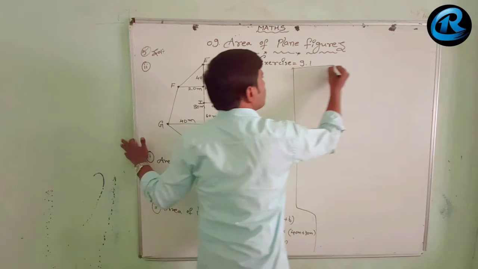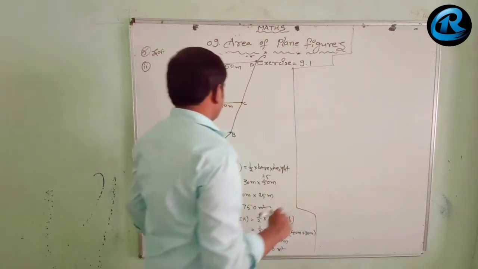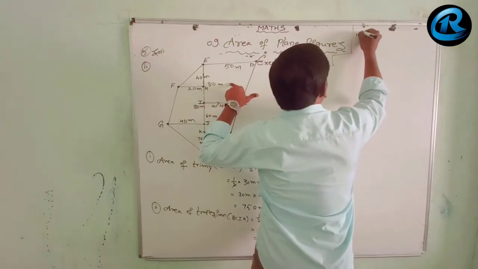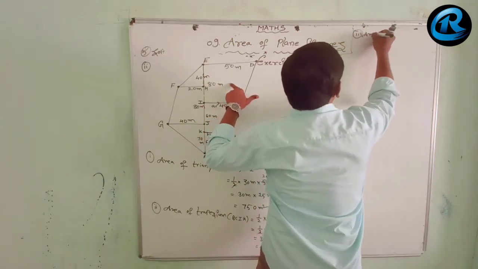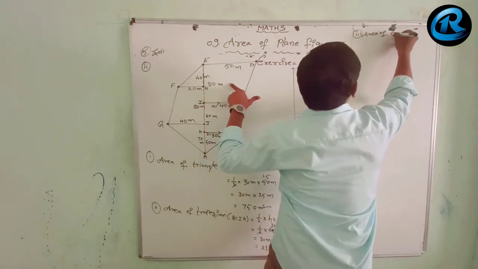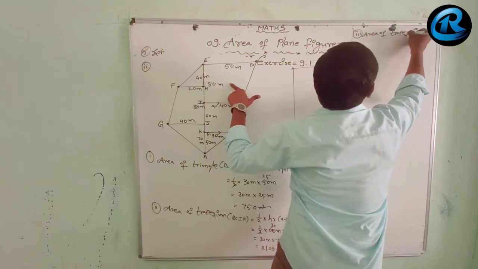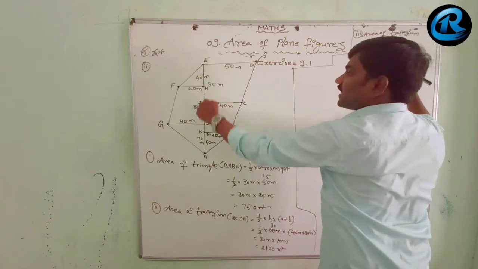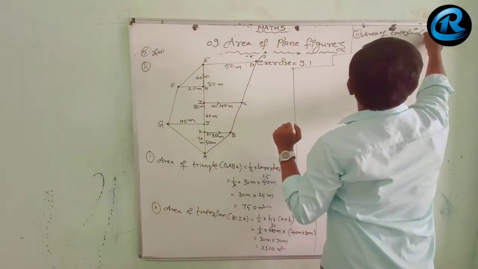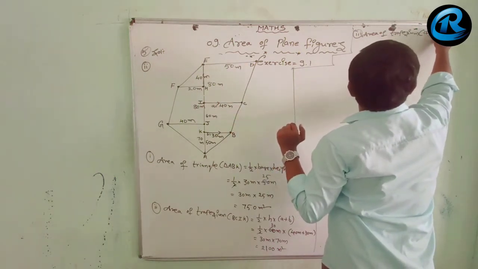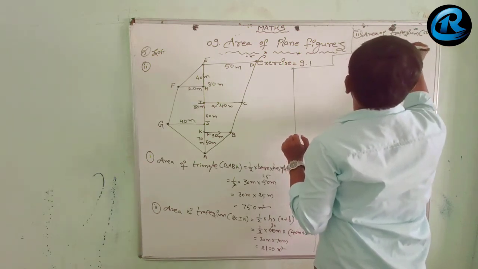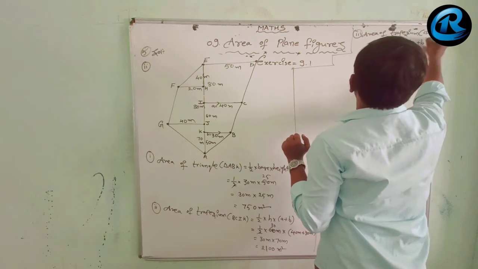Then we go for the next area of this trapezium again. The third one, area of trapezium. What is the trapezium now? This name CDEI equal to formula 1 by 2 into H into A plus B.